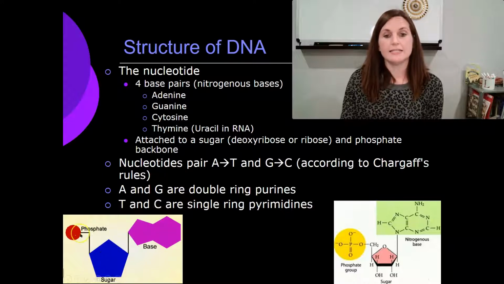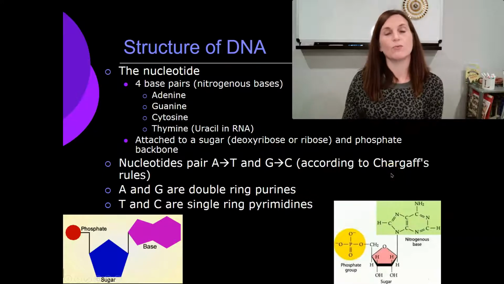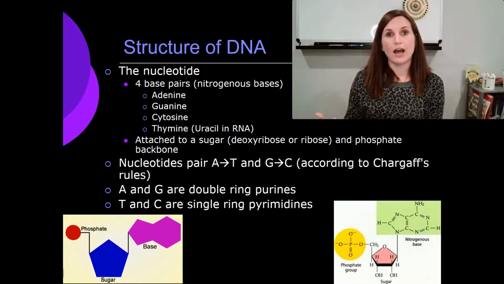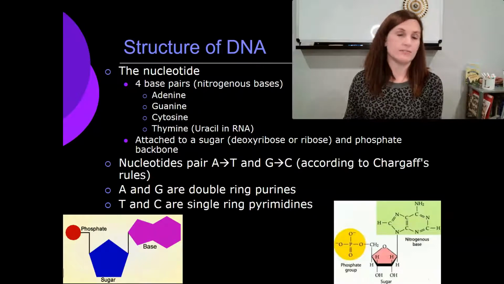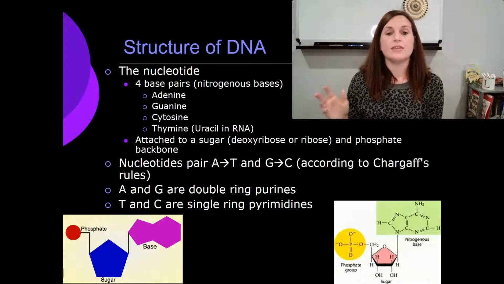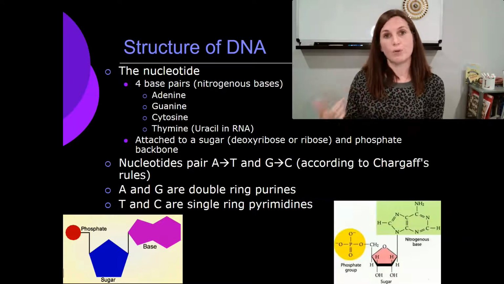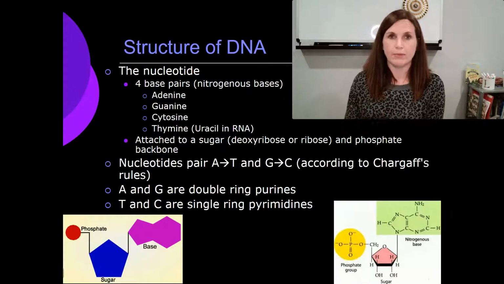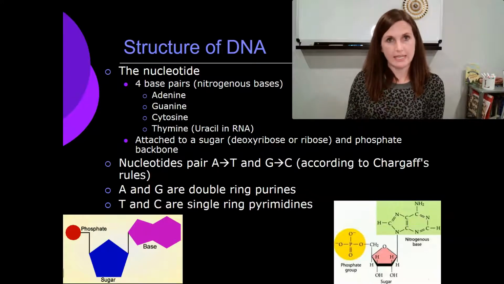The nucleotides attach to the sugar phosphate backbone and are eventually going to pair A to T and G to C according to Chargaff's rules. And so Chargaff was a researcher who found that in every kind of DNA that you could identify, the proportion of A to T and G to C was proportional. And so from that, Watson and Crick derived that that probably meant that A was combining with T and G was pairing with C when the molecule formed.